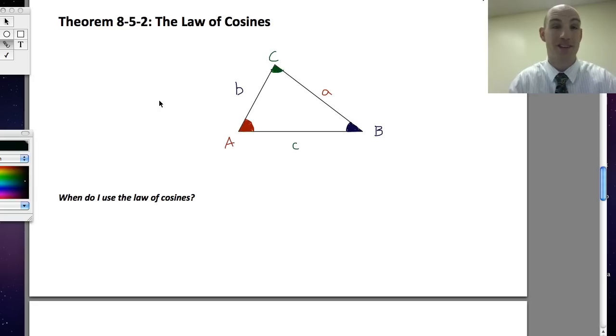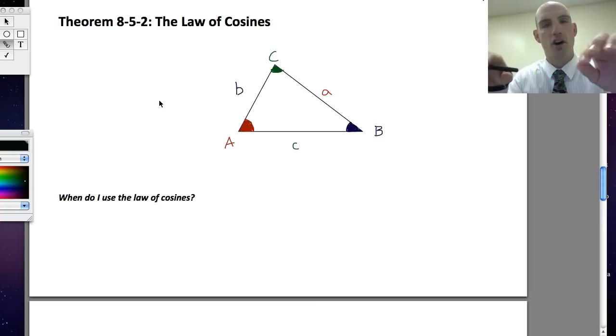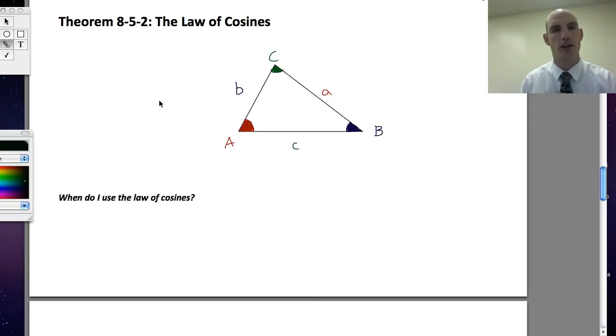The second half of this section is about the law of cosines. The law of cosines is a little bit more complicated only because it has three separate formulas that go with it, but it's okay because each of them makes sense in its own way and they all have the same sort of relationship. So let's look at the law of cosines.